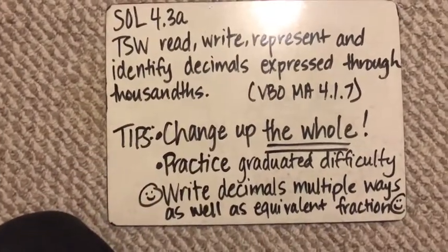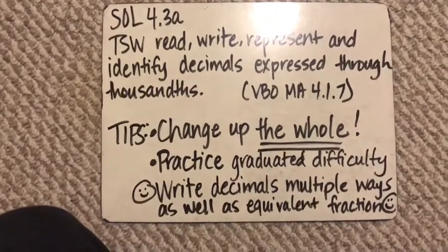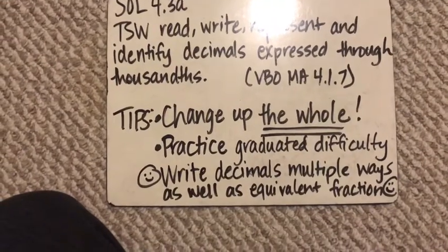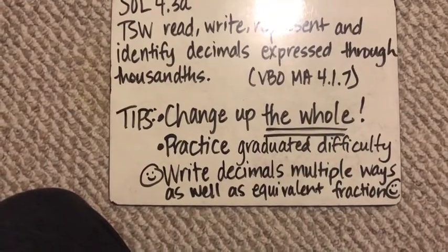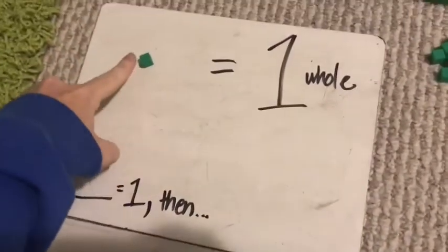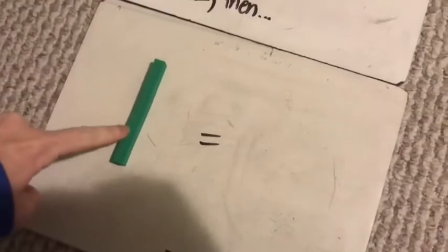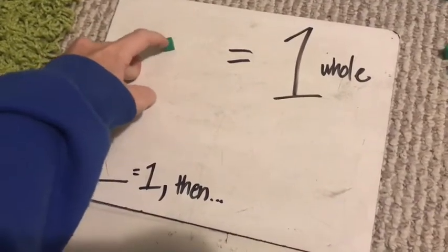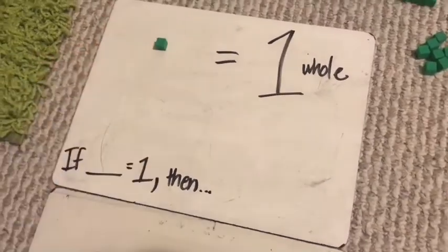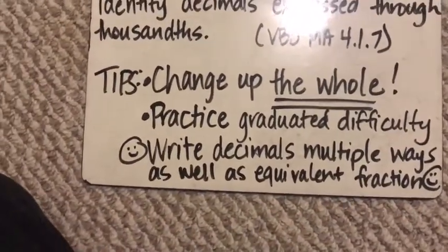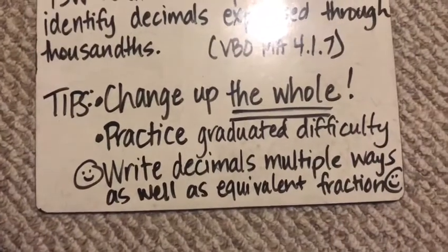Just some tips as you're practicing this. You want to make sure that you are changing up that whole. Students have worked with base 10 blocks for many years before they get to 4th grade, and often they develop a misconception that this is always 1, so this is always 10. And when we go to 4th grade and we start looking at decimals, this is not always 1 anymore. So we want to give them a lot of experiences with different size 1 wholes so that they can really build on and use that 10-to-1 relationship to determine the value of different base 10 models.